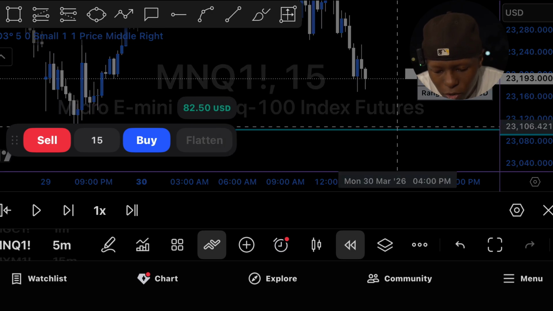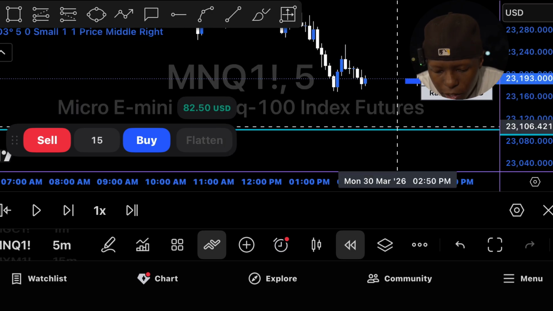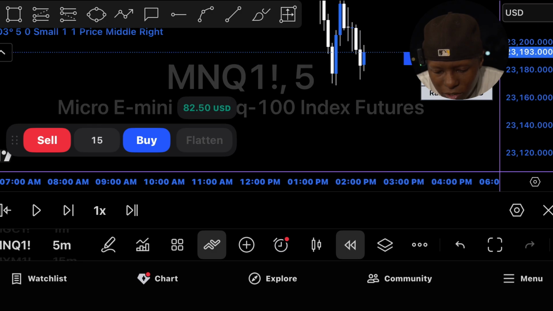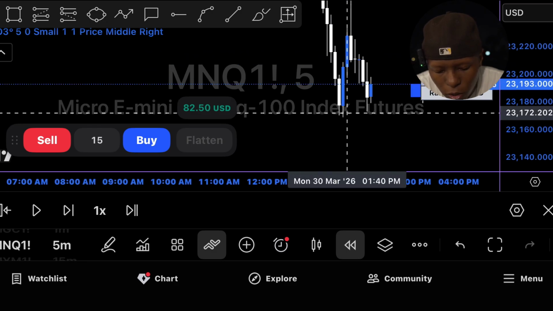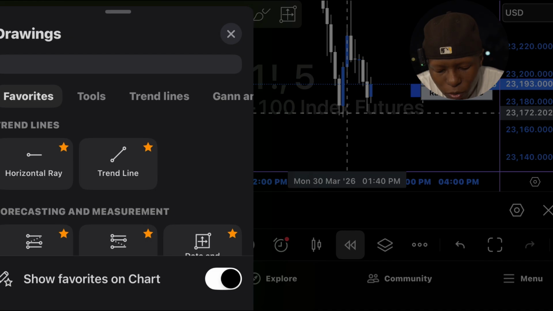So how do we actually execute on this move here? If we dial down to our 5-minute time frame, what I wanted to see was the 5-minute time frame break below our resistance here, right? So we have to wait for that break.